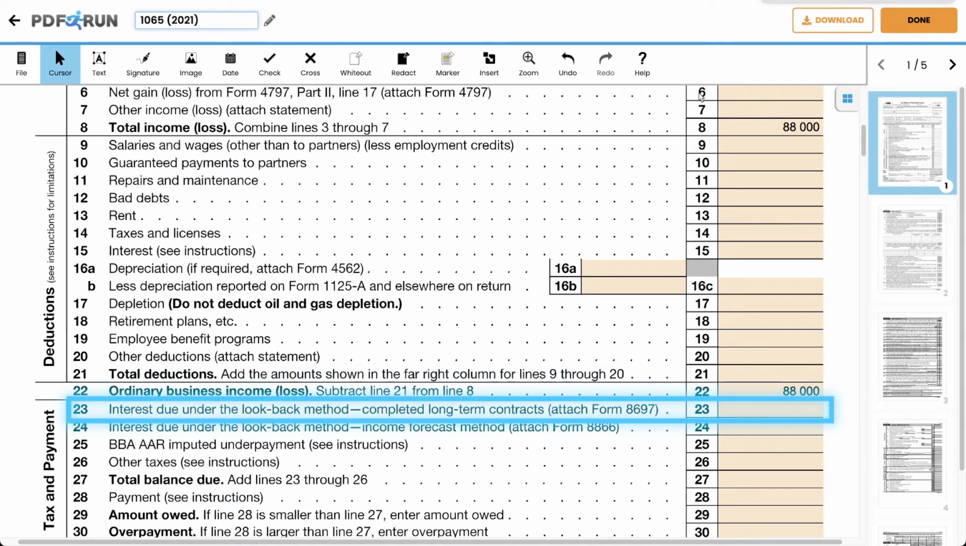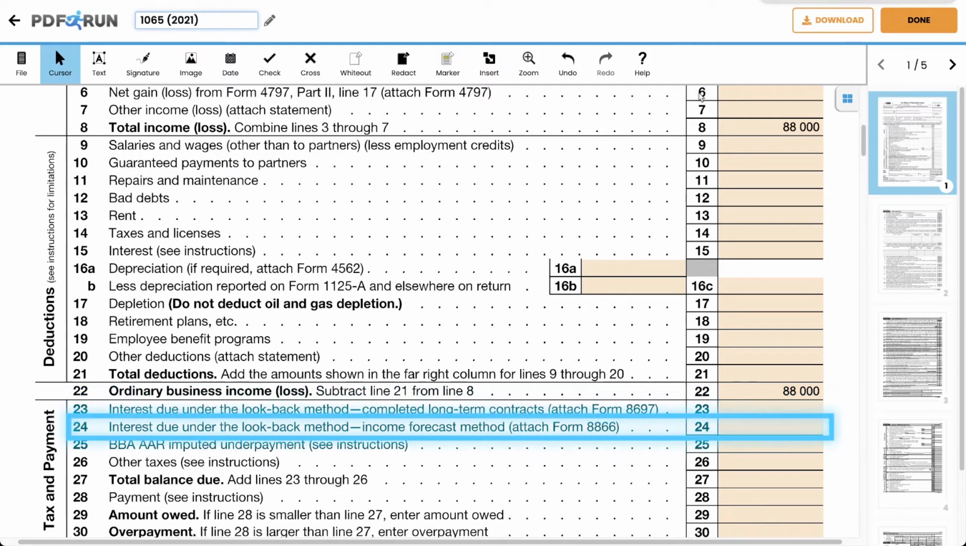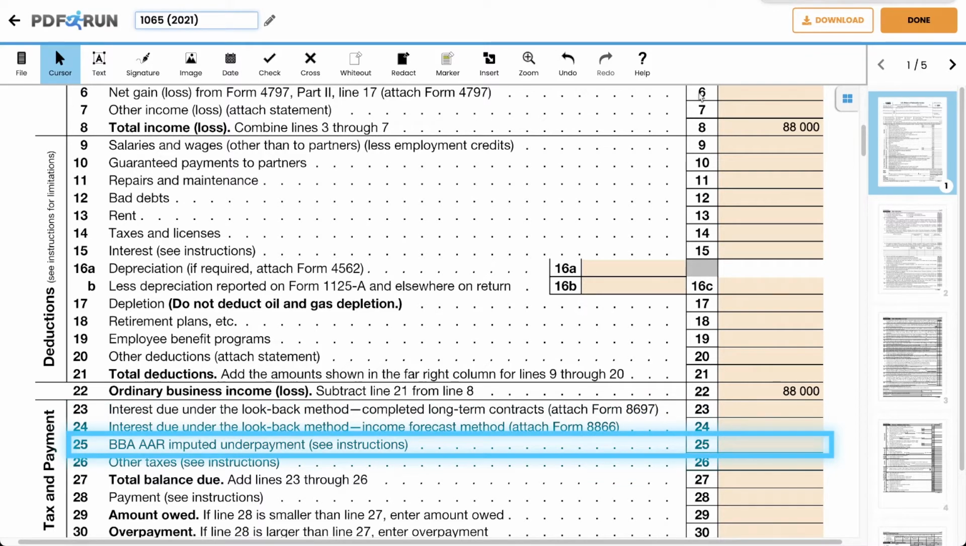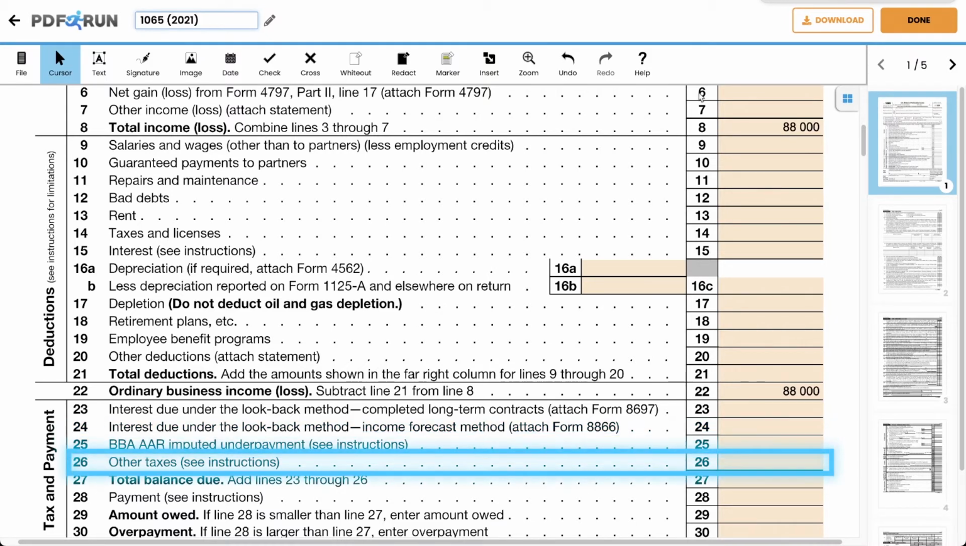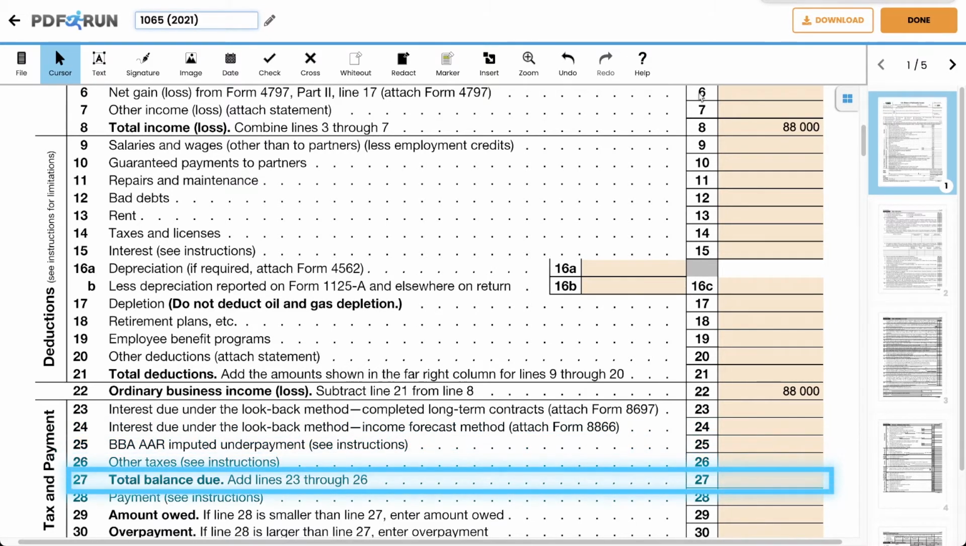Tax and payment. Line 23. Enter the amount of interest under the look-back method for completed long-term contracts, and attach Form 8697 to this form. Line 24. Enter the amount of interest under the look-back method for the income forecast method and attach Form 8866 to this form. Line 25. Enter the amount of BBA AAR imputed underpayment due. Line 26. Enter any other taxes not declared above. Line 27.